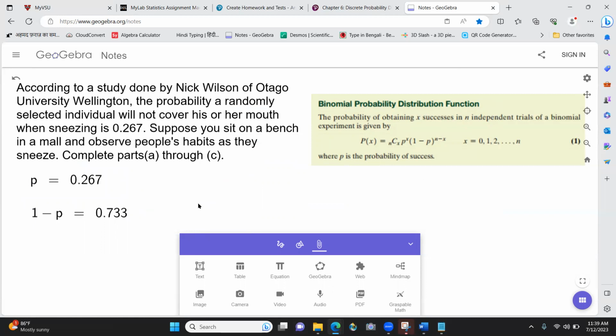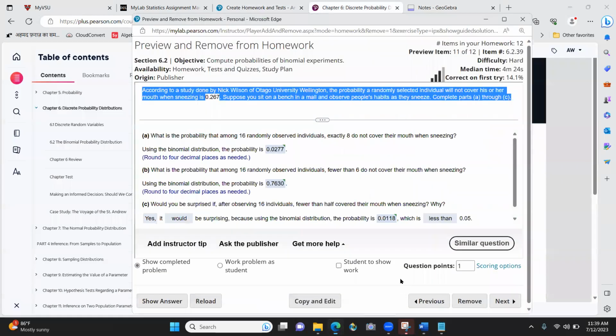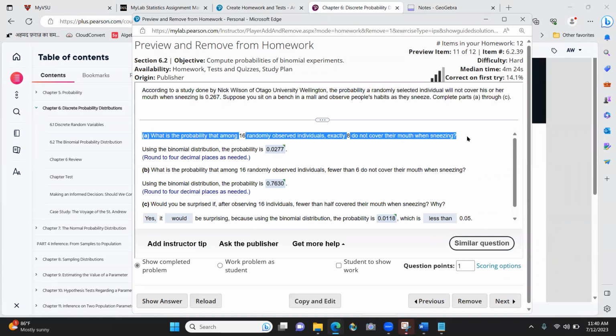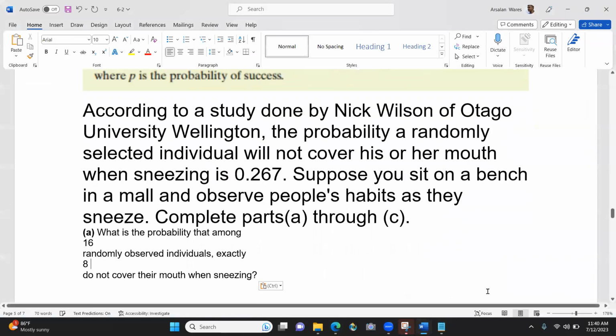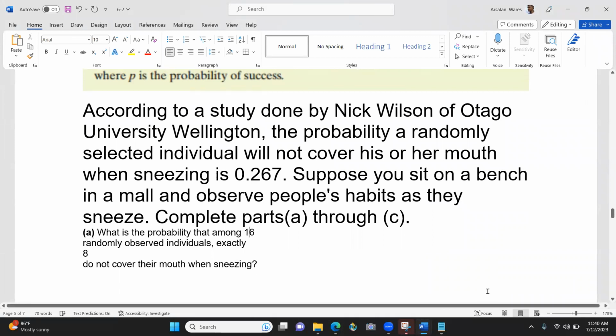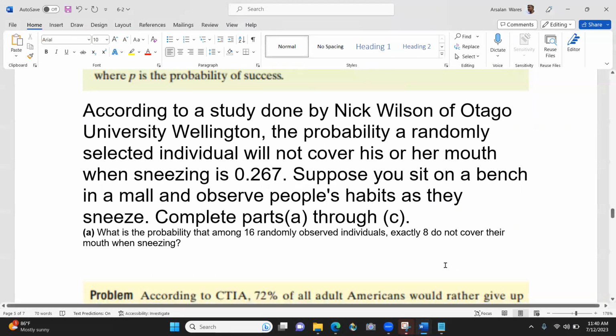Suppose you sit on a bench in a mall and observe people. Complete parts A through C. Let's see what part A is. Part A says, what is the probability that 16? That's a large number, but that's okay, we'll survive. We can do a tree diagram, but it's going to take forever.